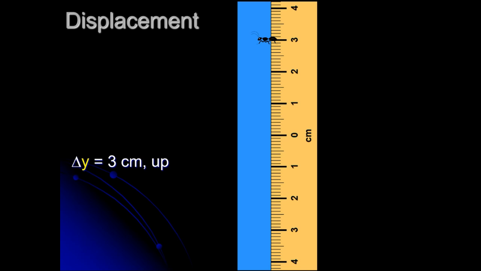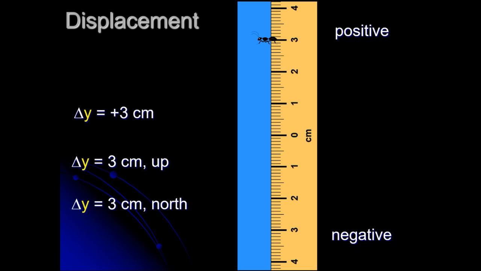If we wanted to use the cardinal directions, north is typically written at the top of the page, so we could say 3 centimeters north. We can also define a positive and negative direction for the vertical as well. Usually we define up as the positive vertical direction and down as the negative vertical direction. So we would say that the ant moved 3 centimeters up.